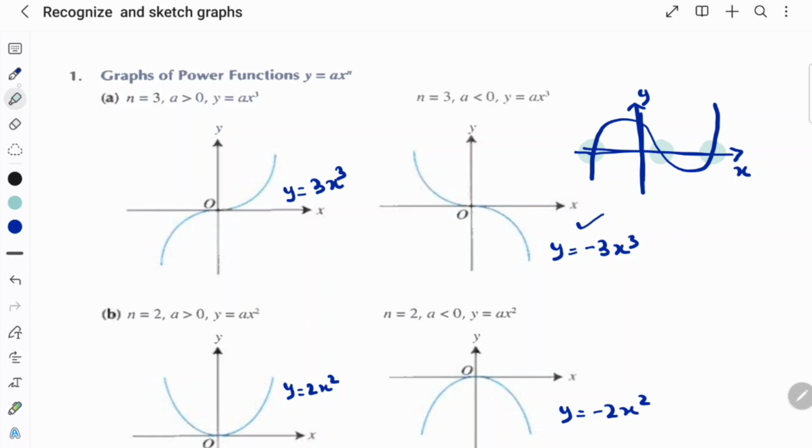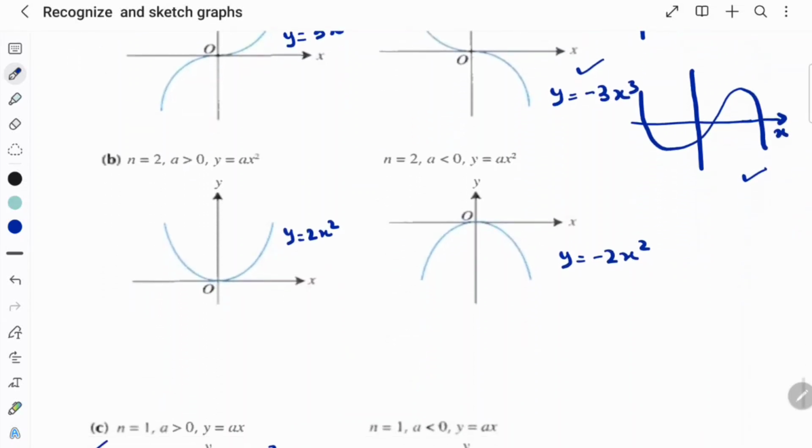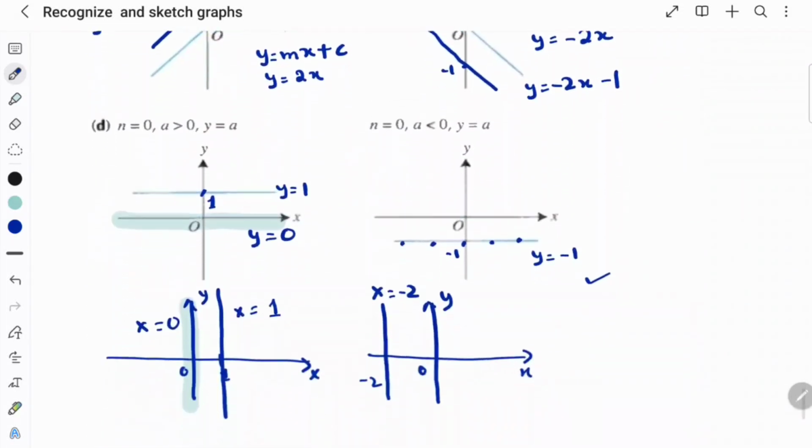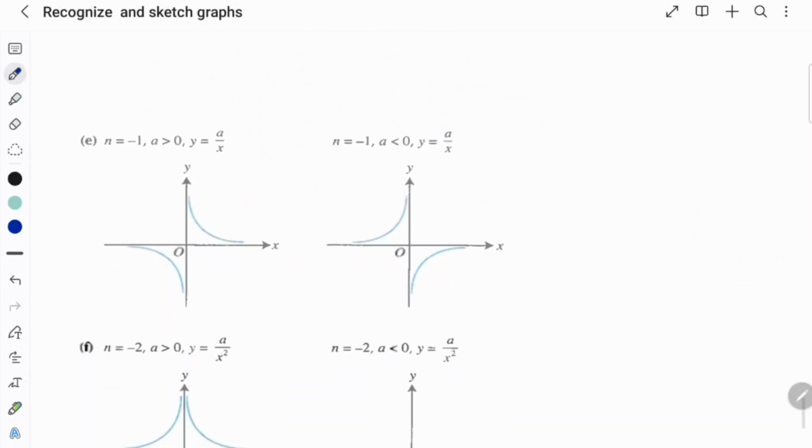So this graph is y equals positive ax cubed, and this graph is y equals minus ax cubed, or more generally ax cubed plus bx squared plus cx plus d. You just have to remember that here the coefficient of x cubed is positive, and here the coefficient of x cubed is negative. Like in the quadratic equation, a positive coefficient gives a graph that opens upwards, and a negative coefficient gives a graph that opens downwards.